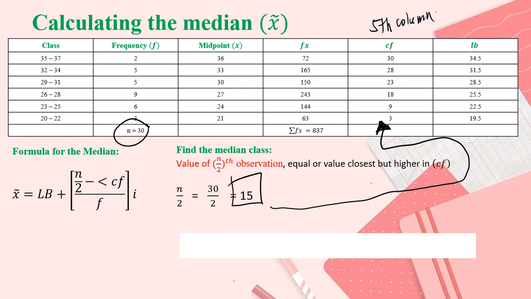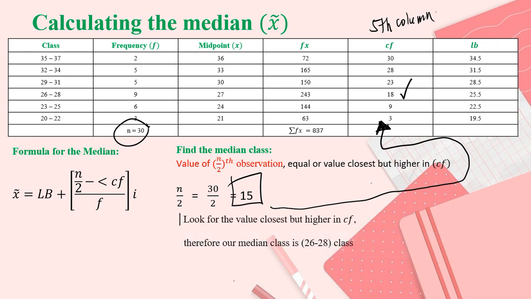Hahanap ka po ng value na equal kay 15 or sumunod na greater sa kanya. Okay? Yung sumunod po na greater sa kanya. So, since wala pong 15 dyan, yung sumunod na greater, we have 18. So, meaning po, yung ating median class is yung 26 to 28 class po or yung pang ating 4th class.